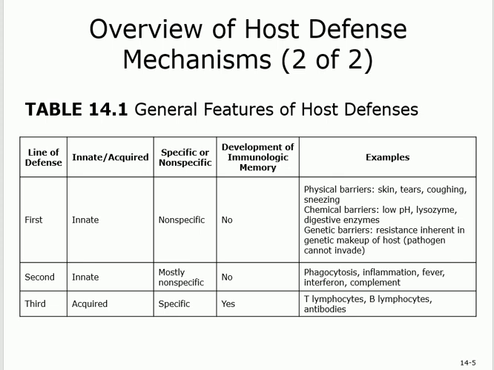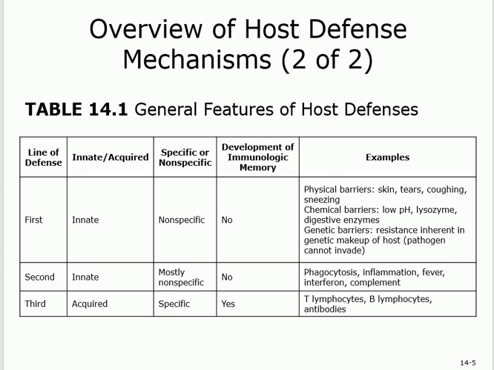What's the difference between coughing and sneezing? Does anybody know? Is it the same thing? No, both of them are doing the same job, which is expelling or getting rid of anything that's entering. But the difference is sneezing is upper respiratory and coughing is lower respiratory.